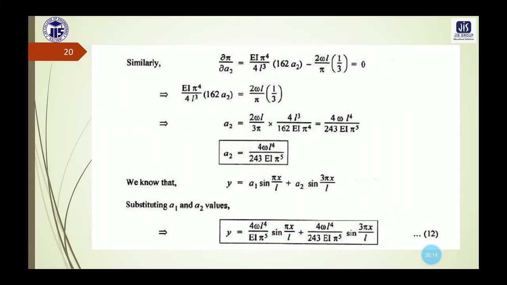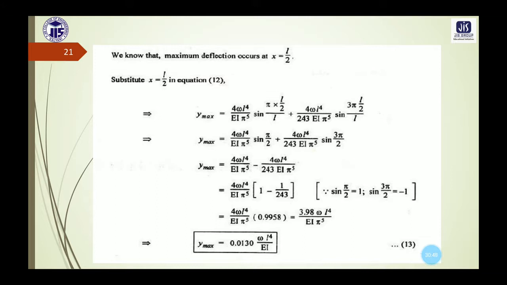Using this similar procedure, we can calculate the value of a2, the second Rayleigh Ritz parameter, which we get as 4 omega L to the power 4 by 243 EI pi to the power 5. Now as we know, the approximation function is a1 sin pi x by L plus a2 sin 3 pi x by L. If we put the values of the Rayleigh Ritz parameters a1 and a2, we get equation number 12. Here we have entered the values of a1 and a2.